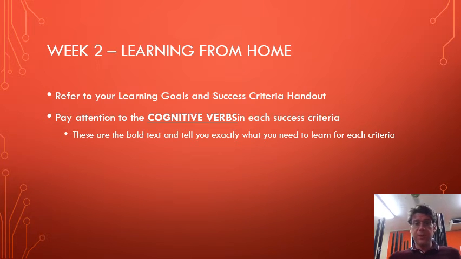Okay, so what will we be doing this week in week 2 during learning from home? I want you to refer to your planners that you've been given. The first 3 success criteria have been highlighted. They're the 3 that you're going to be learning. It's particularly important to pay attention to your cognitive verbs. Okay, these are in bold and they tell you exactly what you need to do. Do you need to identify? Do you need to explain? Do you need to contrast or compare?